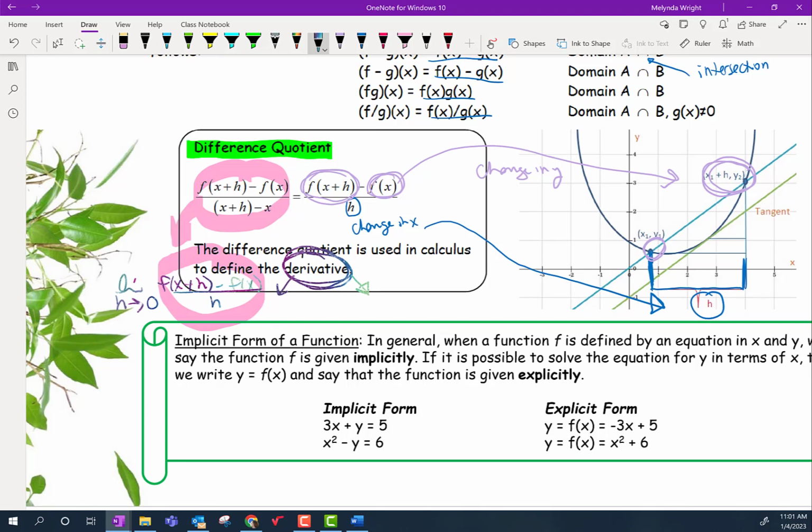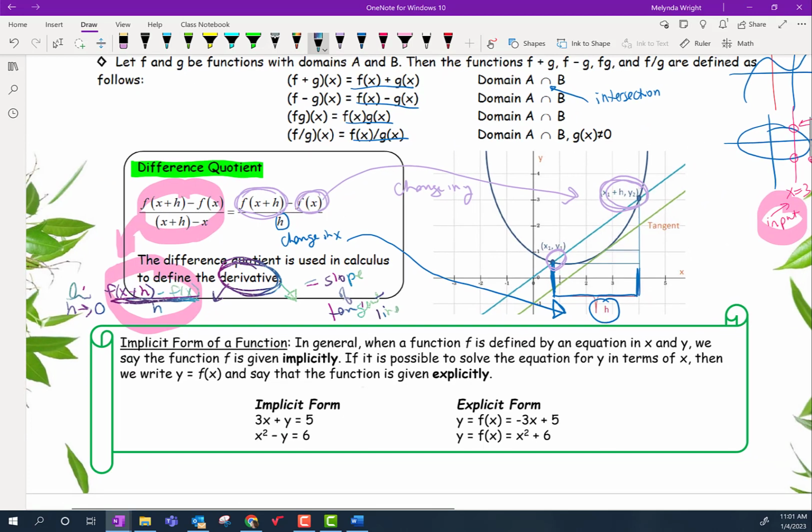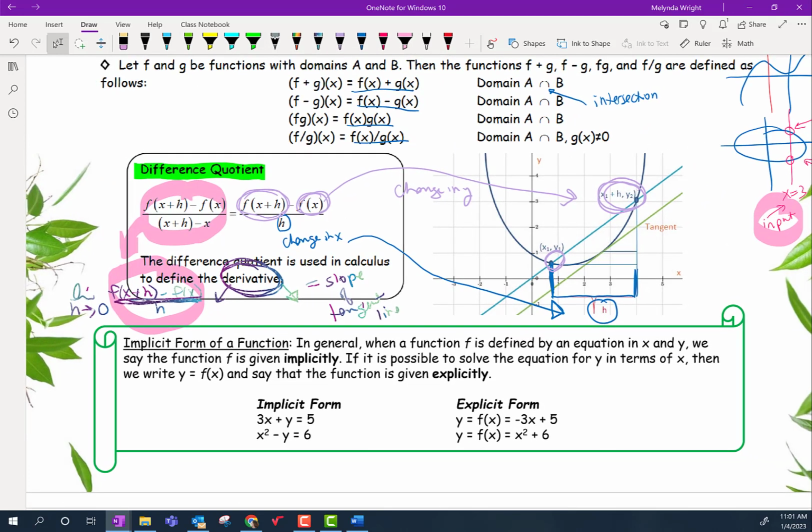So one use of the derivative is the slope of the tangent line. There are multiple uses of a derivative, but that is the use I'm talking about right now. It's the slope of the tangent line. Okay? So let's look at that in graphing form. Let's look at what that picture looks like.